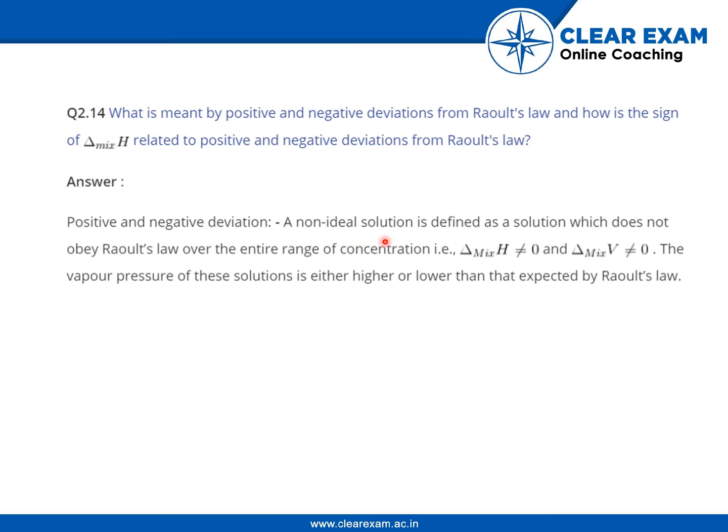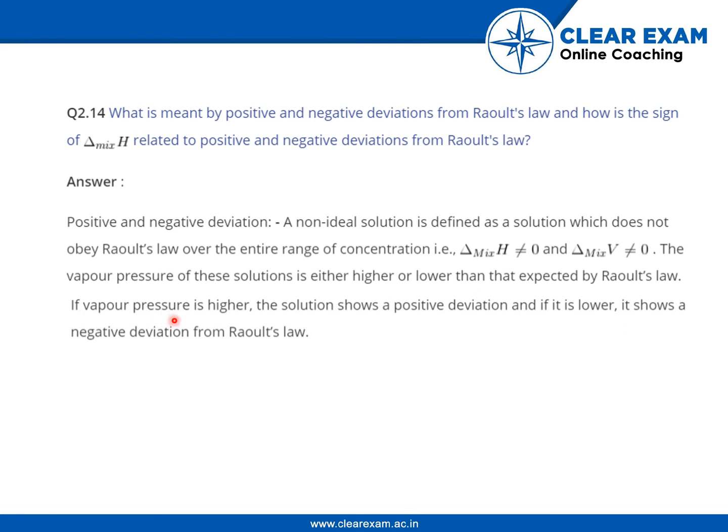A non-ideal solution is defined as a solution which does not obey Raoult's law over the entire range of consideration. That is, delta H mix is not equal to 0 and delta V mix is also not equal to 0. The vapor pressure of these solutions is either higher or lower than that expected by Raoult's law. Okay? If vapor pressure is high, the solution shows a positive deviation, and if it is low, it shows a negative deviation from Raoult's law.